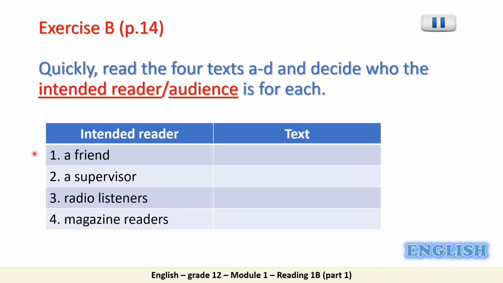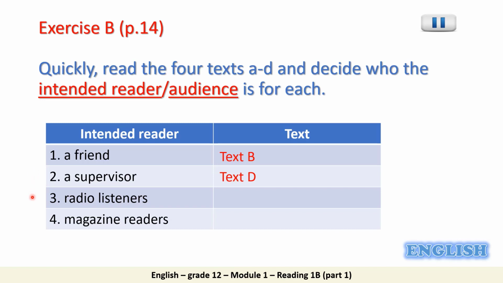Well, which of the 4 texts is meant to be sent to a friend? Any ideas? Excellent. It is text B. The postcard is to be read by a friend. How about a supervisor? Which of the texts will be read by a supervisor, someone who's in charge of a group of people? Any ideas? Wonderful. It is text D. The email is meant to be read by a supervisor.